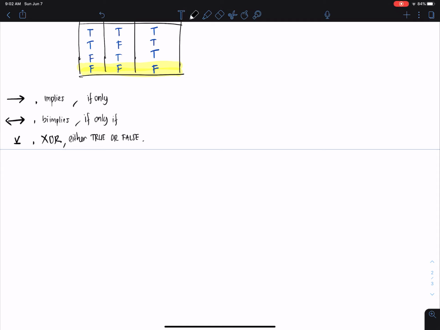So we continue with implies, or also if only. I like to say that this is just like cause and effect. Easy for us later on to understand if we assume this is as cause and effect.